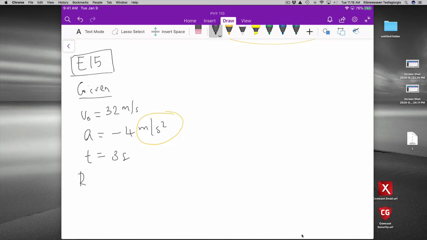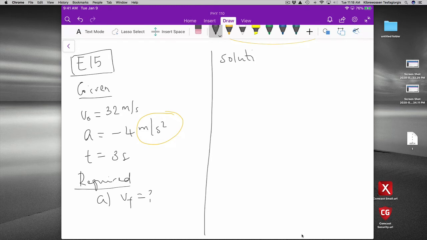Now, what am I required to find? Part A is asking me the final velocity. What is the final velocity? So I'm going to write it here. I'm going to do the solution on the side so that you can see what is given and what's asked at the same time.